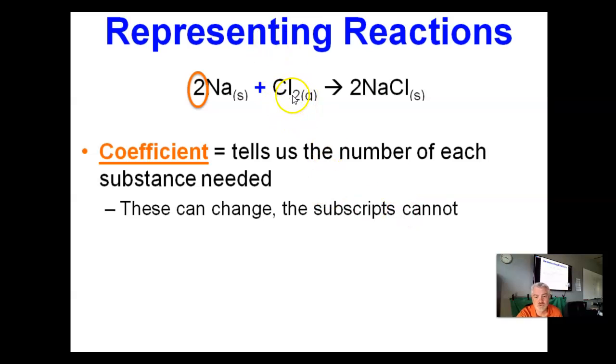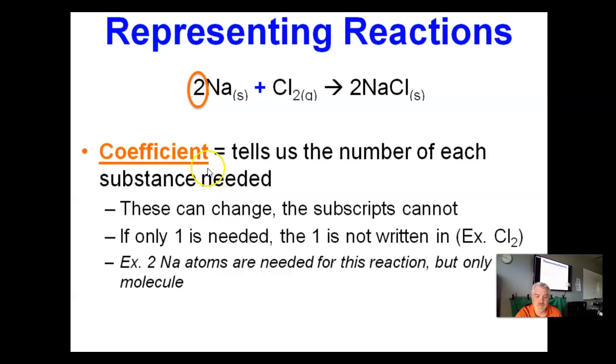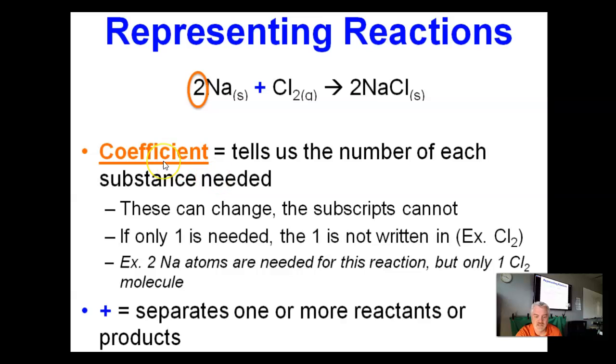So right here, if we have a 2 on chlorine, this tells us we have 2 chlorine atoms. We cannot change that number, because if you change it, you change the element or the substance or the compound. So you cannot change the subscript. If only one is needed, for example chlorine here, you don't put a 1 in front of it. It's understood that if you don't have anything there, there's just one of those. For example, 2 sodium atoms are needed here, but only 1 chlorine molecule is needed.